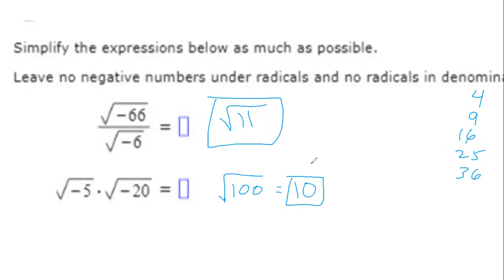Hopefully that helps you in determining how to simplify these radicals. Sometimes you have negatives in the end, sometimes you don't. And that's where those imaginary numbers come into play.